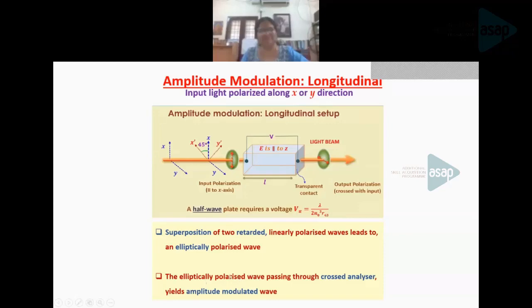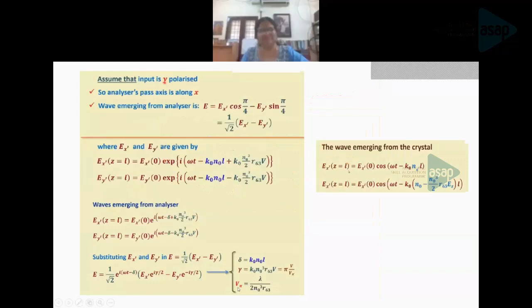So by passing the elliptically polarized light through the crossed polarizer, you can modulate the amplitude. Now, here we are assuming that Y is the polarization direction, or we can take X as the polarization direction for the input wave. There is no problem. Now we are assuming that Y is the polarization axis. So the input polarizer passing direction is Y. Therefore, the analyzer pass axis will be X, because it is in the crossed position.